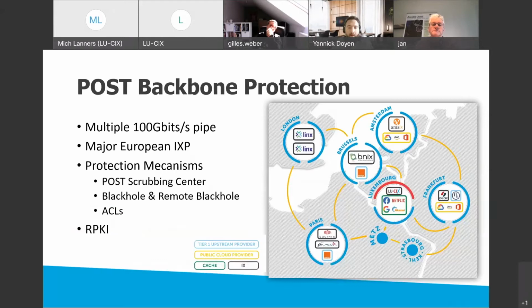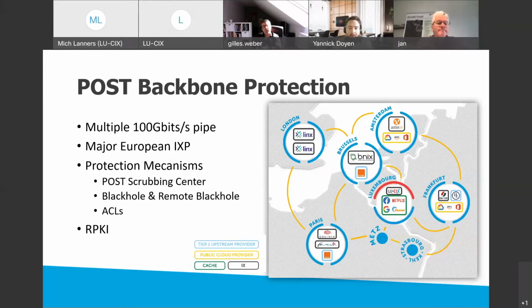Based on our international backbone, Post has multiple points of connectivity with huge 100 gig pipes. And we are also well connected to major European internet exchange points. Our capacity planning permits us to deal with spikes of traffic. For example, it was the case at the beginning of the COVID-19 crisis with the increase of telework.